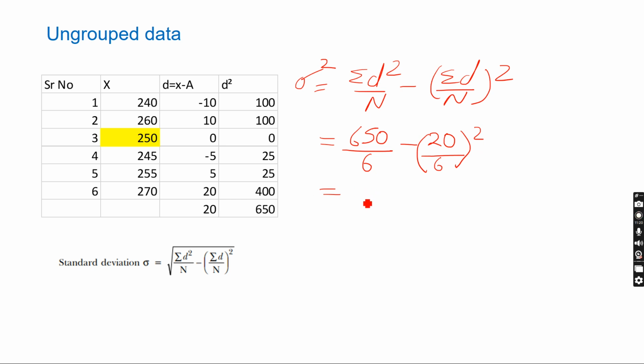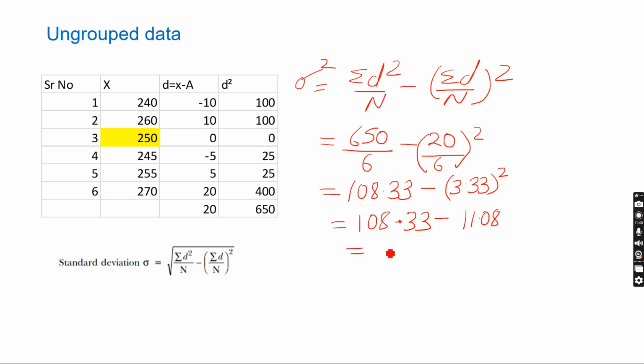650 divided by 6 would be 108.33, minus, if I divide 20 by 6, my answer should be 3.33. So keep it in bracket and square it up. So my final answer would be 108.33 minus 3.33 square, which should add up to 11.08.